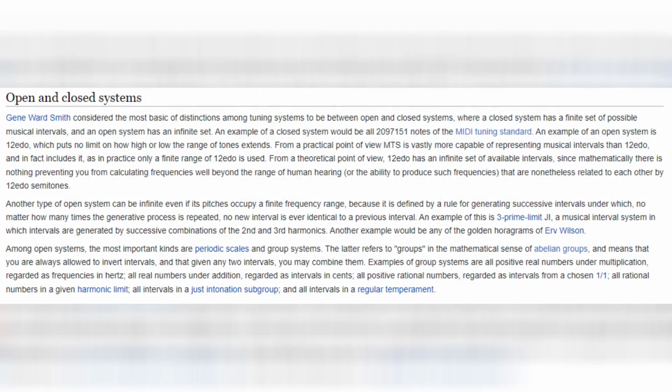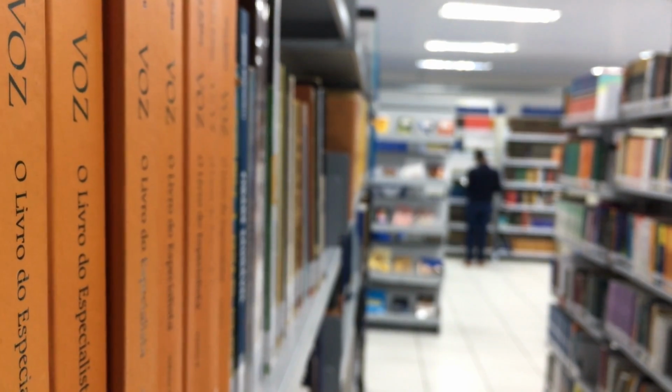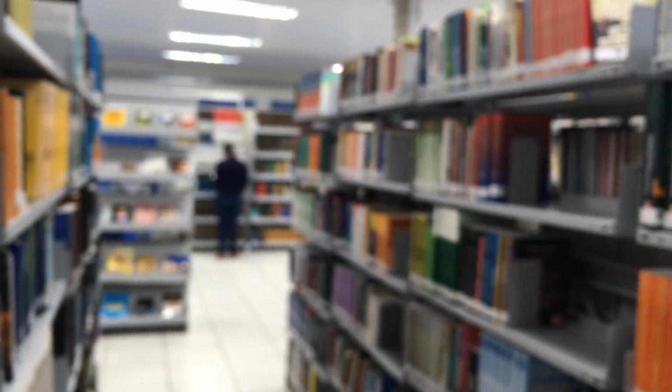The last thing of note on this page was the section titled Open and Closed Systems, which defines open and closed systems. Defined by a man named Gene Ward Smith, who was apparently something of a giant in the world of microtonal tuning before his death in 2021, open and closed systems are considered the most basic distinction between tuning systems. A closed system is a tuning system with a finite number of possible intervals, while an open system would have an infinite amount. Already we're beginning to run into terminology and math that I'm unfamiliar with, so feel free to check out the Xenharmonic Wiki yourself if you should happen to see something that piques your interest. Once you're done watching this video, of course.